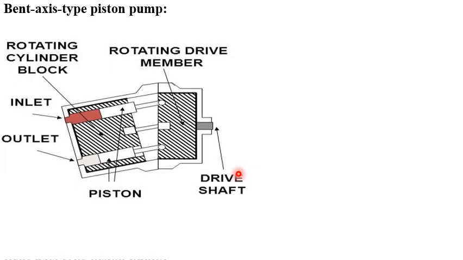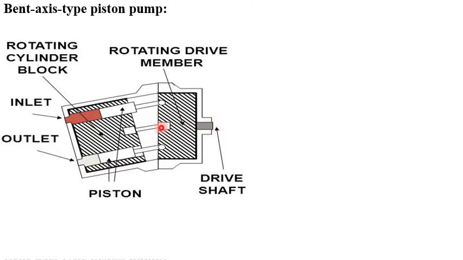Bent axis type piston pump is one of the types of axial type piston pump. Here is the construction of a bent axis type piston pump. It mainly consists of a cylinder block. This hatched cylinder block is a rotating part and it is connected to the drive shaft. See, this entire cylinder block is connected with this drive shaft.